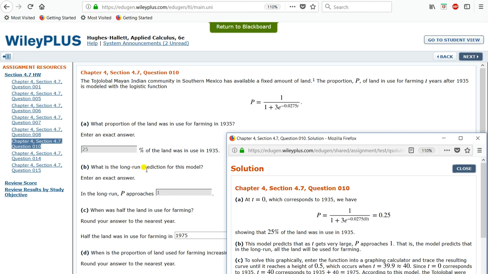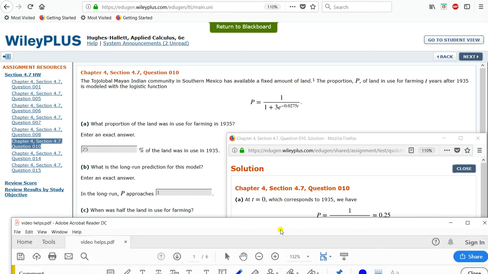In the long run, what should be the value of P? In the long run, that means T is approaching a very large number, or infinity, and the exponent is negative, which means you are getting a very, very large negative value on the exponent. So let's try it here.